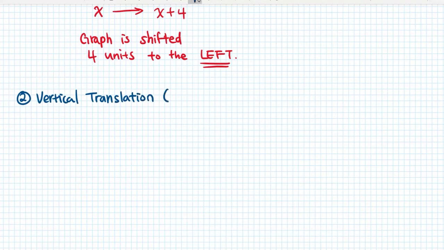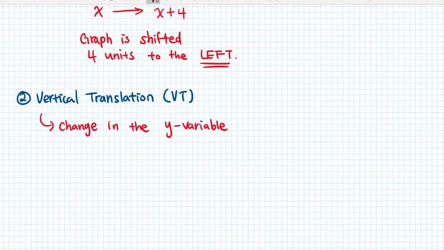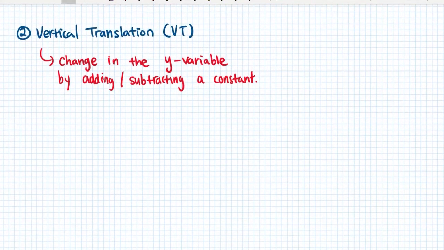And I'm going to use VT for the short form. So vertical translation happens when the y variable is changed to another y variable by adding or subtracting a constant number. Remember, the horizontal translation was a change to the x variable, and vertical is for the change in the y variable. That's the difference. Let's look at the examples and how the graph is shifting vertically when we're adding or subtracting.